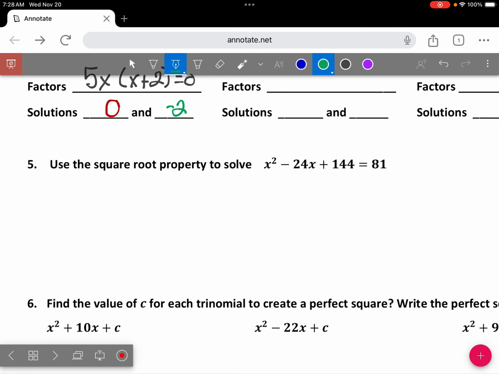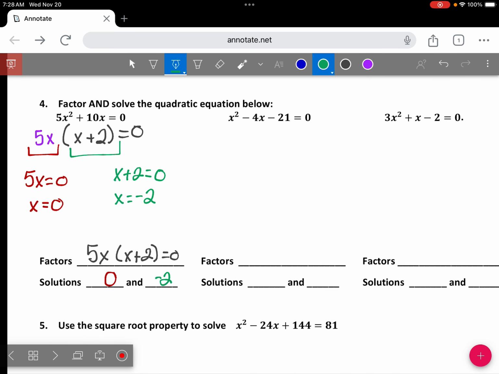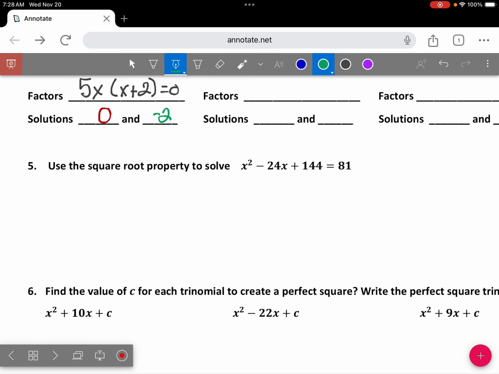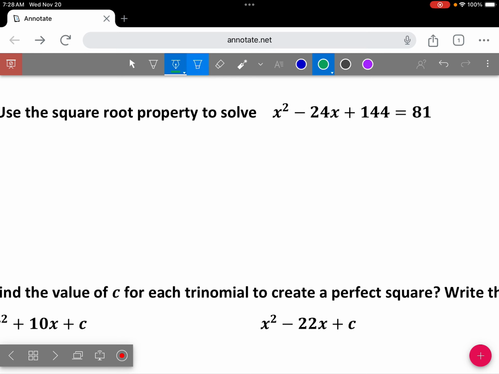Okay, yeah. Any remaining questions on 4A before I move on to number 5? Cool. Number 5 states we are supposed to use our square root property. If it says we're using our square root property, what that means is this left-hand side should be a perfect square trinomial, or whichever side has your x squares.